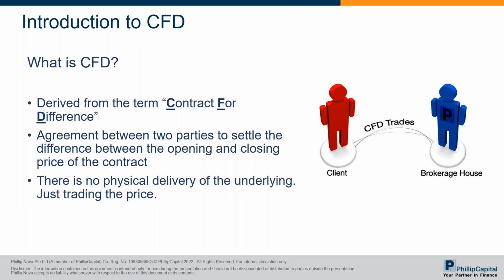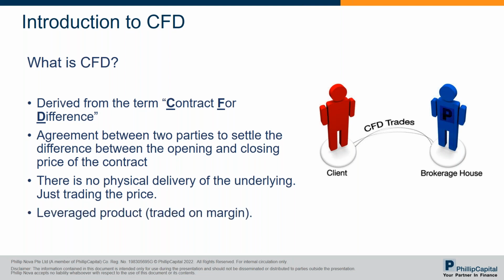Just now we talked about there being many types of CFDs. Let's take an easy example: share CFD. When you're trading a share CFD, you're agreeing with the broker, in this case Phillip Nova, to settle the difference between the opening and the closing price of this contract they are selling. So basically you're not buying the underlying share, you're just entering an agreement to trade the price.